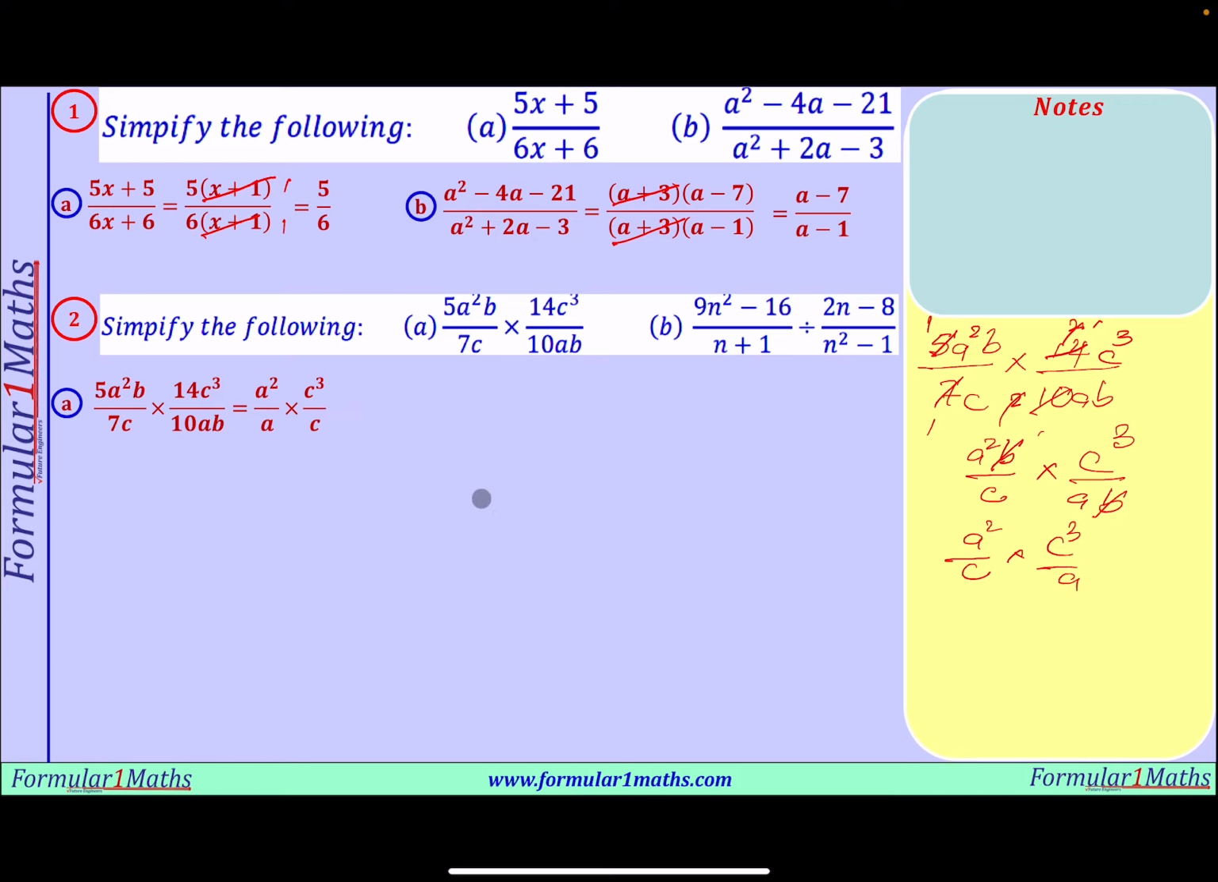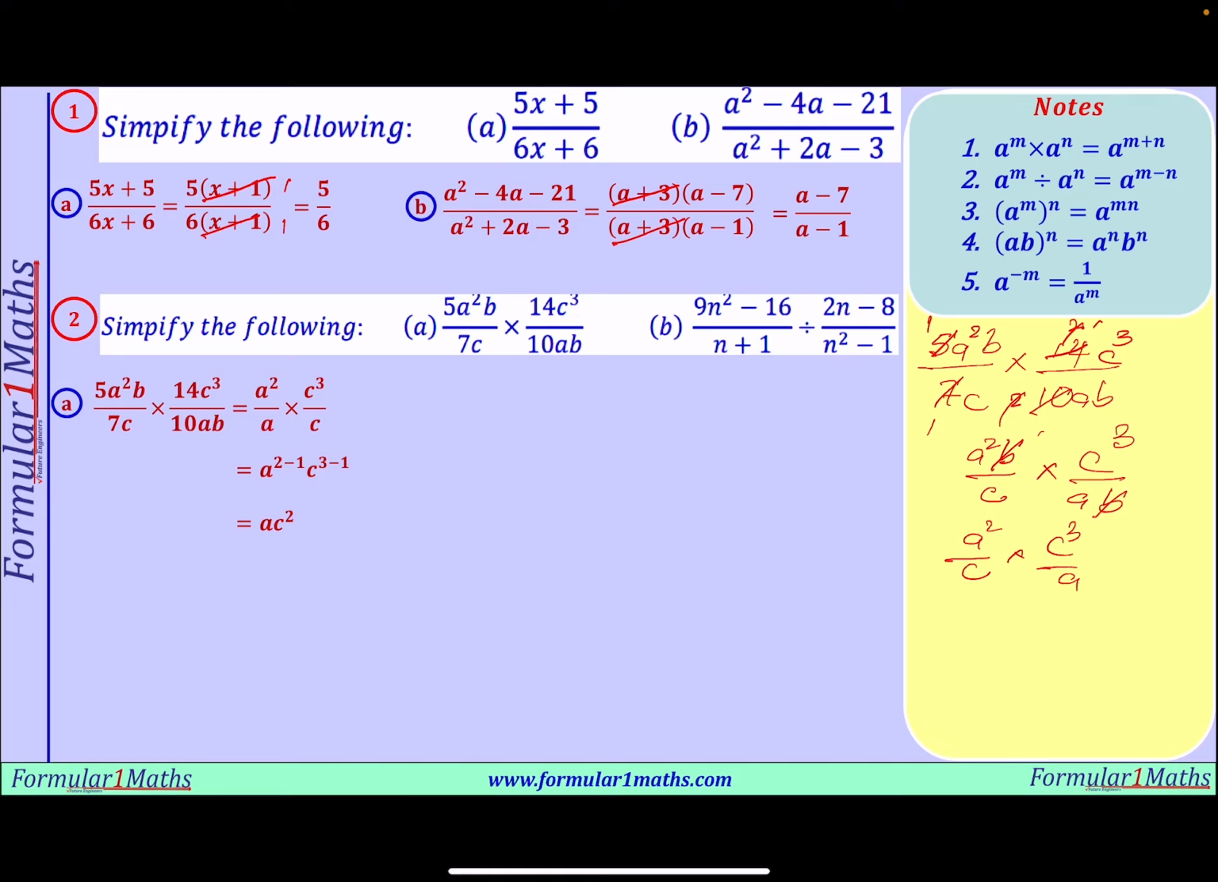Then we can use the laws of indices, specifically rule number 2, to simplify this and that to get this, and then our final answer will be ac squared. So that's A. For B, because we have a division sign here, change that to multiplication, and because we've done that, we have to flip this one around to get this.